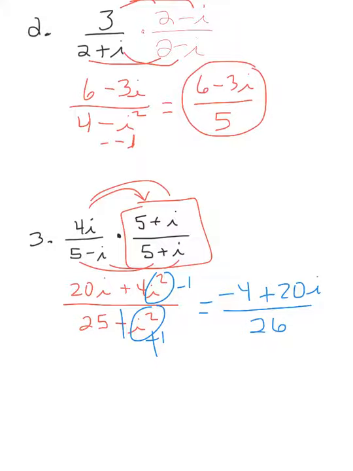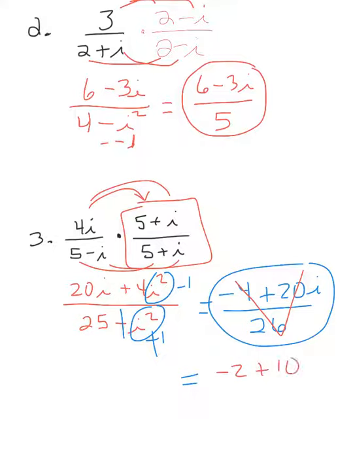Now the only other thing I can do here is if you take a look at it, all 3 terms are even. Therefore I can reduce this and divide by 2. So we can use my old V method here. We can take a 2 out of everything. So you get a negative 2 plus 10i all over 13. And that can't be reduced anymore. All right, let's move on.